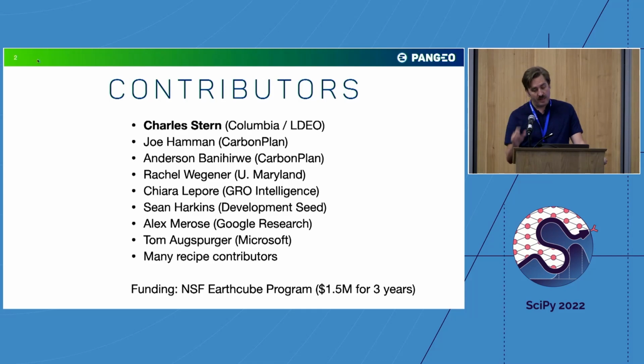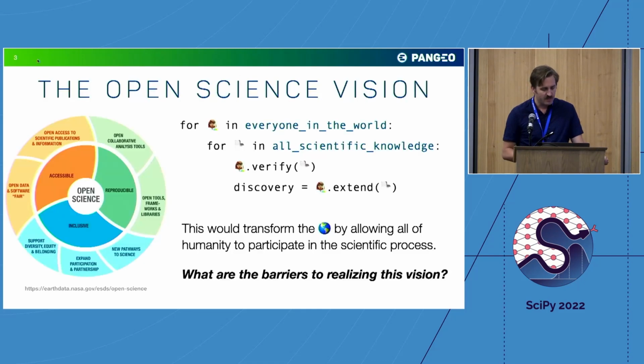They gave us $1.5 million for this project over 3 years, and that sounds like a lot, and it is, but now we're realizing it's really hard to build end-to-end data platforms, and it probably actually costs a lot more than that to do this right. Okay, so what's the vision here?